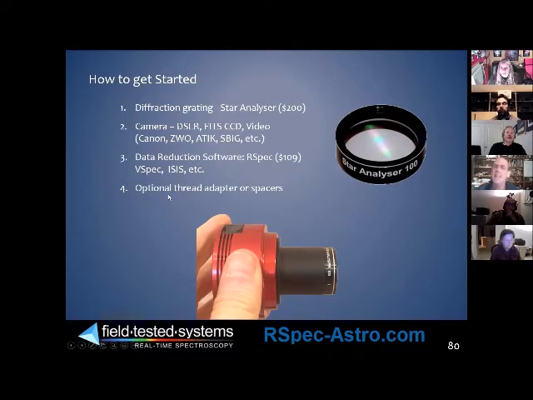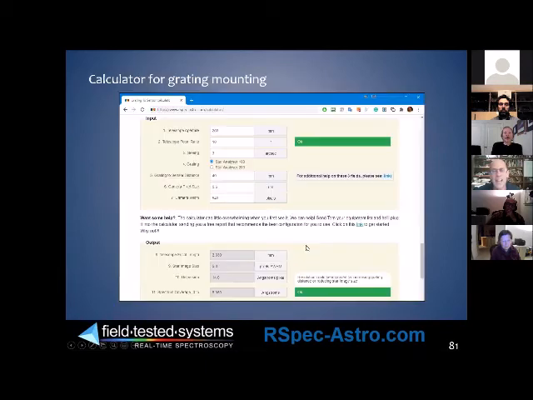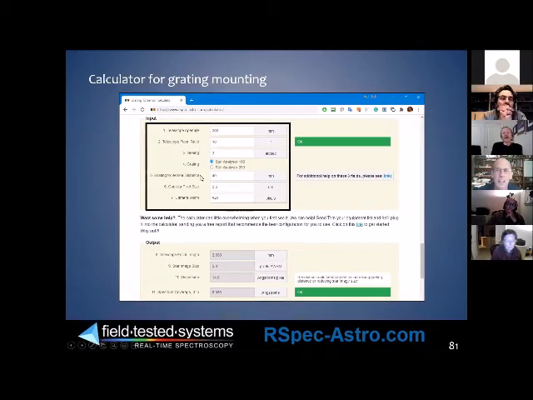And you may need a thread adapter, or a spacer. The reason for that is we want the grating to be approximately the right distance from the sensor. It's not like focus, it doesn't have to be exact, but you don't want it too far away or too close. So we have spacers for $10, and there's a couple things. There's actually a calculator on my site where you plug in your specs for your telescope and camera. And if it gives you these green flags over here, you know you're good to go.